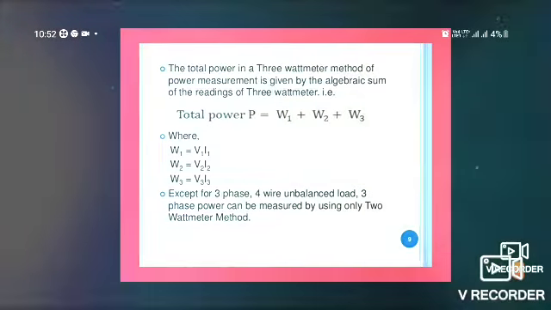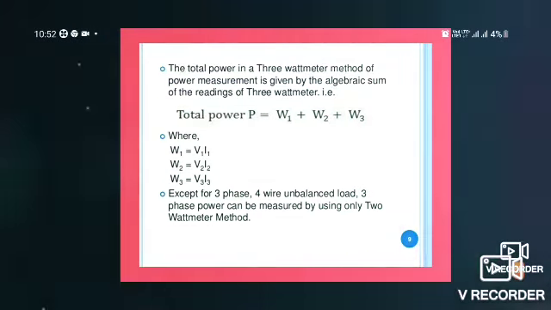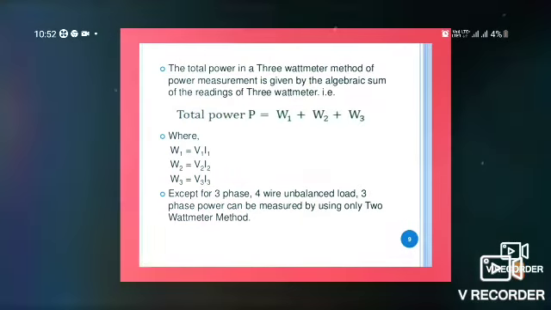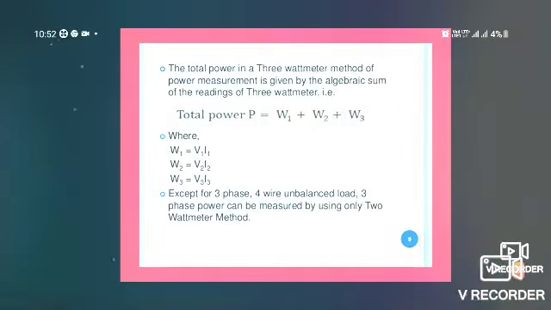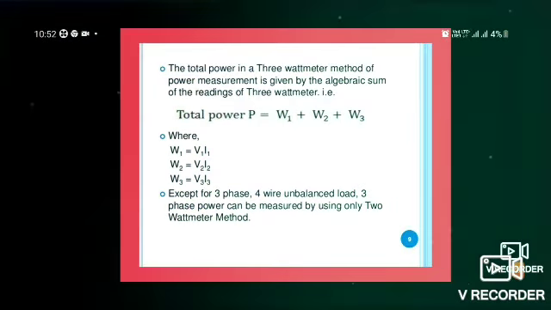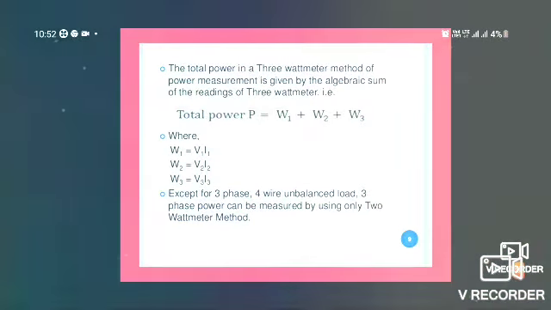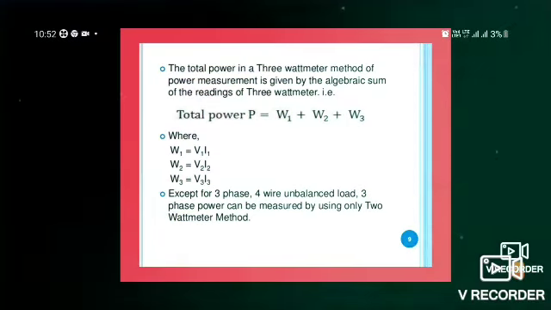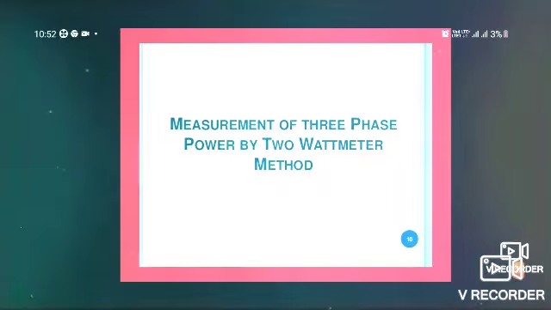Except for a 3-phase 4-wire unbalanced load, 3-phase power can be measured by using only the 2 wattmeter method. Only for a 3-phase 4-wire system do we use the 3 wattmeter method, and for a 3-phase 3-wire system we go for the 2 wattmeter method.